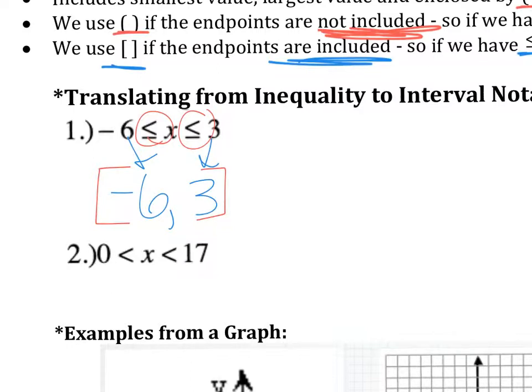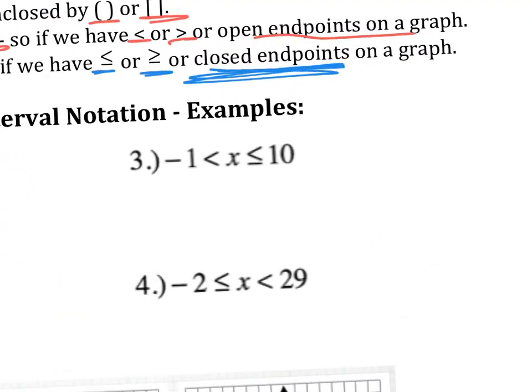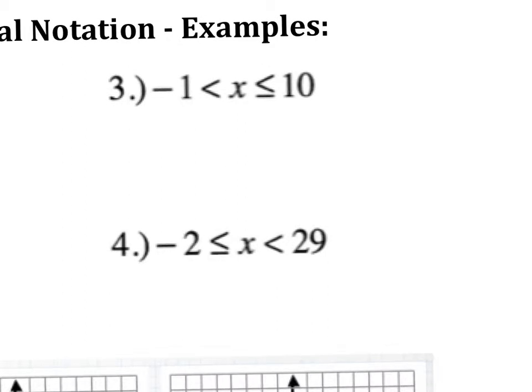Number 2, same start, 0, 17. I'm getting the numbers from here. And we're looking at our symbols, which are both less than. So less than is going to get represented by a parenthesis because they are not included. Number 3, we have our -1, 10 from our inequality. And now we're looking at our less than, which would be a parenthesis. Our less than or equal to would be a bracket because it's an included point.